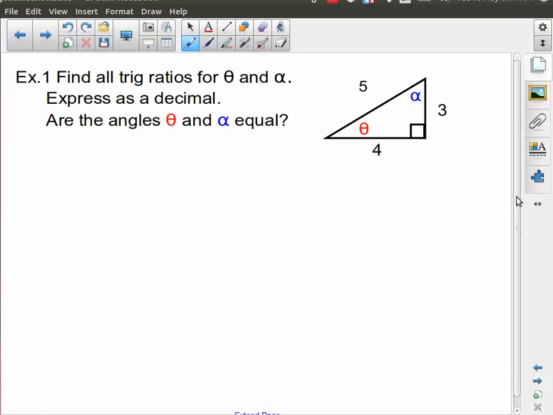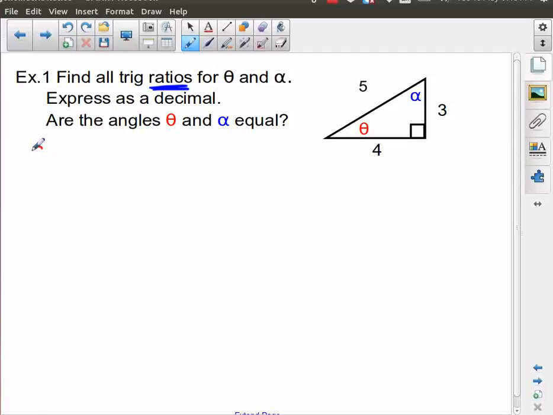But if you're not, let's go ahead and take a look at an example. So we're just trying to find trig ratios for this exercise. We're not trying to do any more than that, and we're going to express them as a decimal. And then we ask the question, are these angles for theta and alpha, are these 2 angles the same? So let's start, since I'm going to switch over to the colors that match, so let's start with theta. So I'm finding the trig ratios.